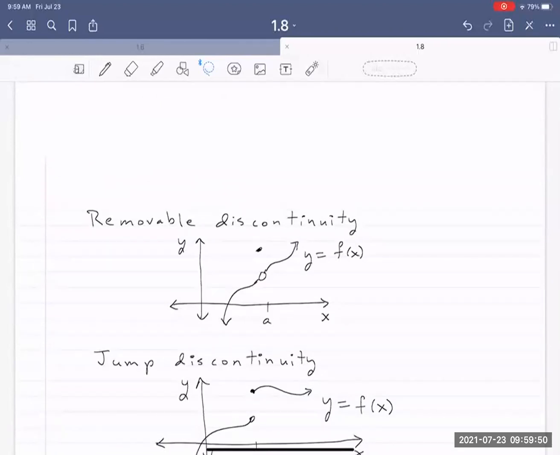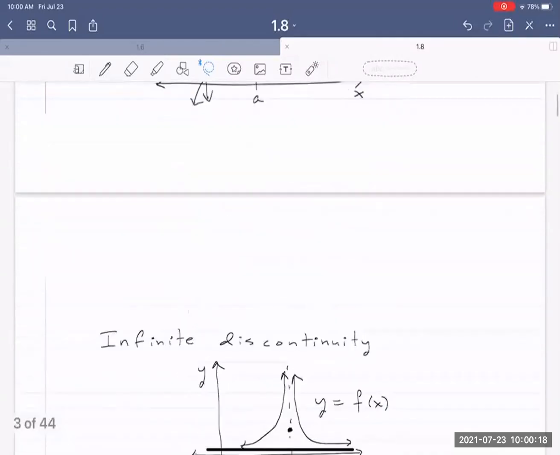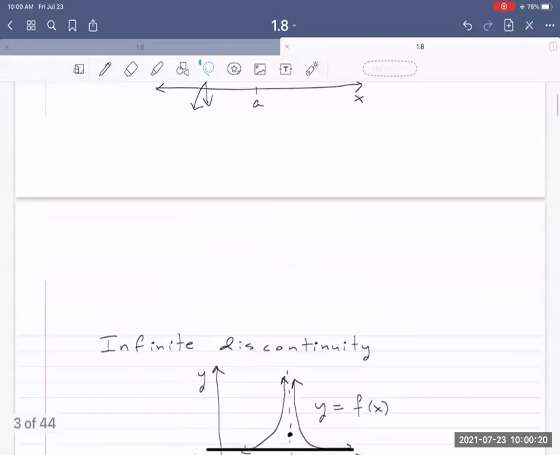Well, what happens when a function is not continuous? Well, it could look many different ways. We have names for some particular situations where the function is not continuous. So we have names for the following situations: a removable discontinuity, jump discontinuities, and infinite discontinuities.